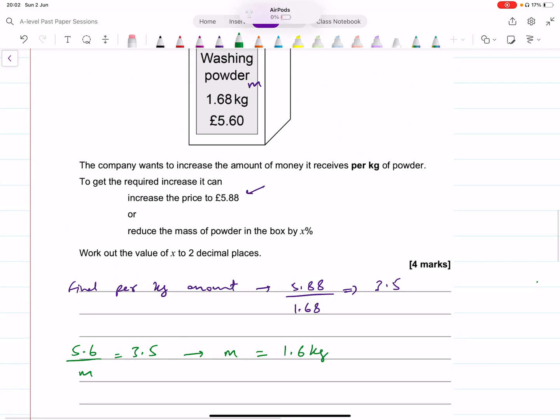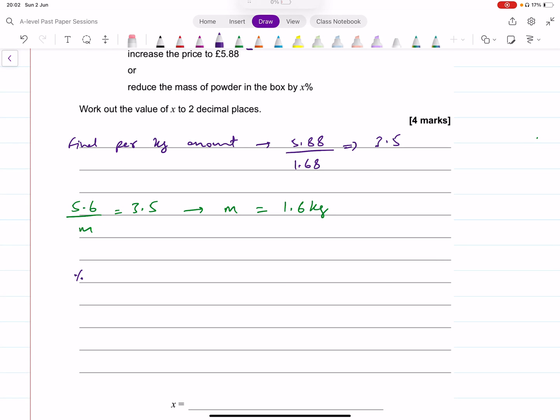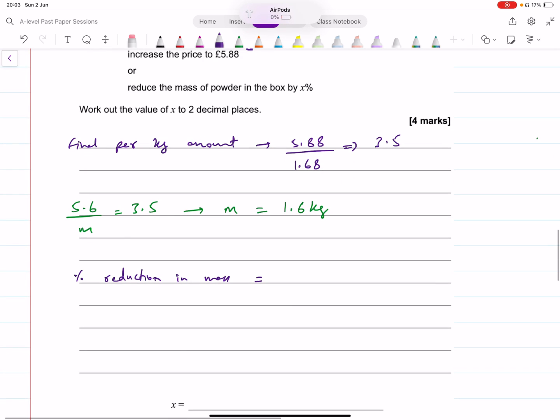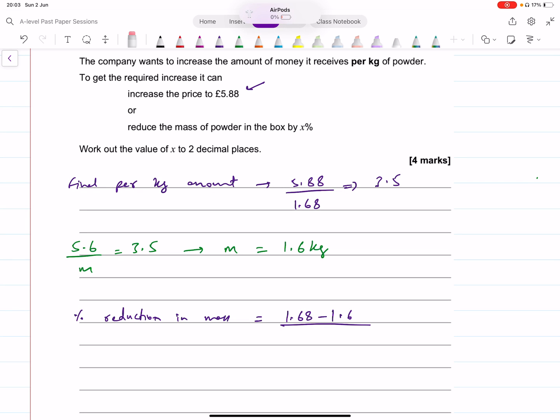Okay, so by what percentage will the mass need to be reduced then? Percentage reduction in the mass of powder. What should that be? How much do we want to reduce it by? 1.68 minus 1.6. This is the difference that we want. What was the initial amount? The initial amount was 1.68. So we have to calculate it as a percentage of that. Or you can actually do it the other way around. It will turn out to be negative, but we can make it positive then.